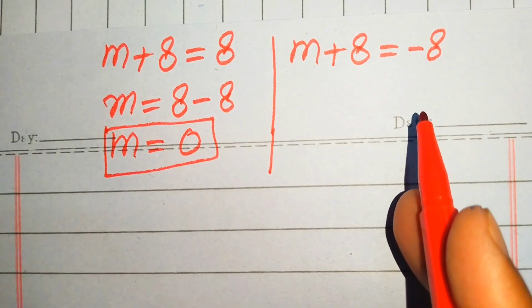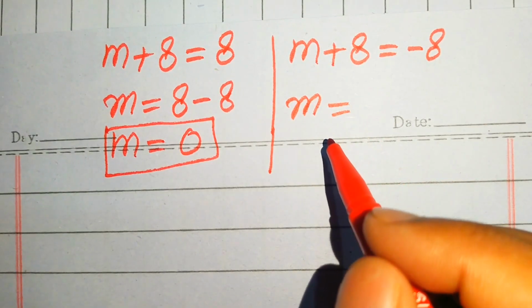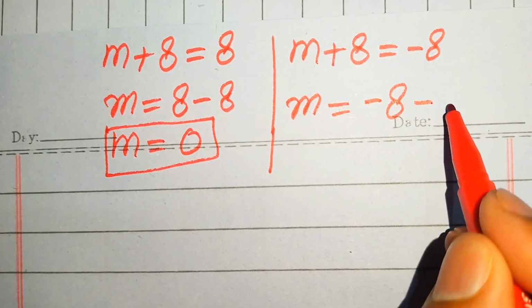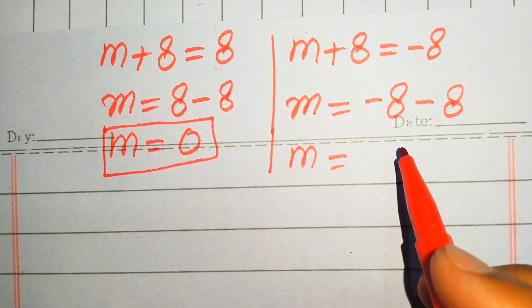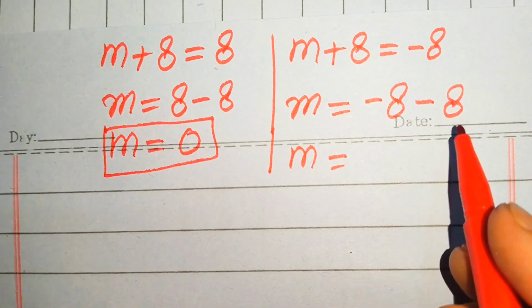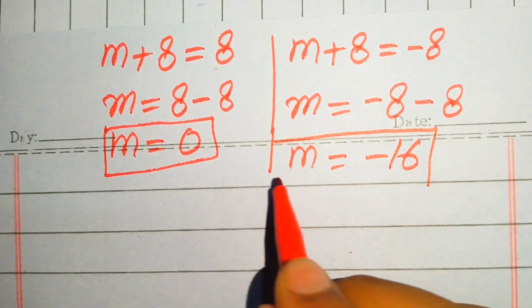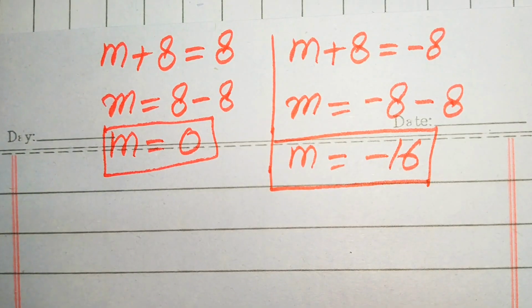Similarly, we move this plus 8 to the right hand side, and when we move 8 to the right hand side we again get minus 8 and minus 8. Finally we need to sum up minus 8 and minus 8, and we get minus 16. So this is the second root of the given equation which we get from the second method.